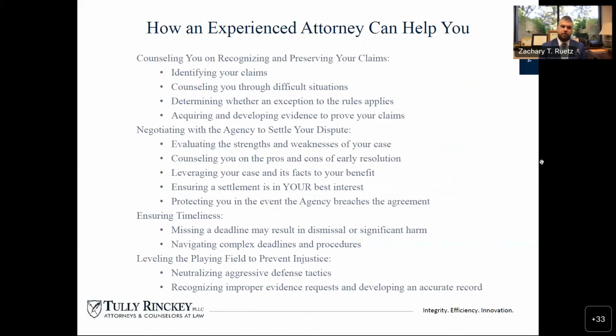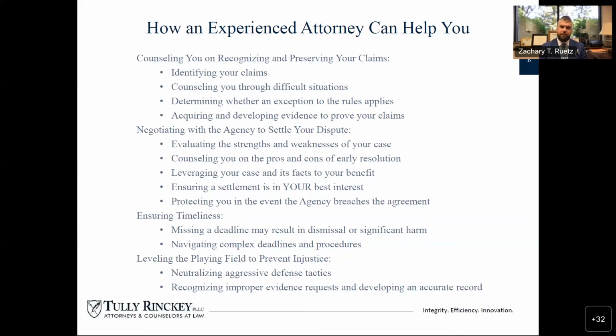So we can help you by counseling you on recognizing and preserving your claims for failure to accommodate. And this includes identifying your claims, what they are, by interviewing you, counseling you through difficult situations with the supervisor. For example, the supervisor is demanding private medical information or the specific disability, and that can only be discussed with human resources. Determining whether exceptions apply, such as undue hardship. Acquiring and developing evidence to prove your claims ultimately if you're going to move forward with the EEO process.